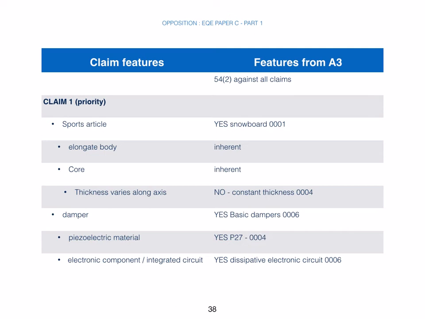Then if we go to the document, we find for claim 1 and annex 3, is there a sports article? Yes, a snowboard at paragraph 1. Does it have an elongate body? That's inherent. Does it have a core? That's inherent. Does the thickness vary along the axis? No, it has constant thickness, paragraph 4. Is there a damper? Yes, basic damper 06. Does it have piezoelectric material? Yes, P27, paragraph 4, plus an electronic component or integrated circuit? Yes, dissipative electronic circuit, paragraph 6.